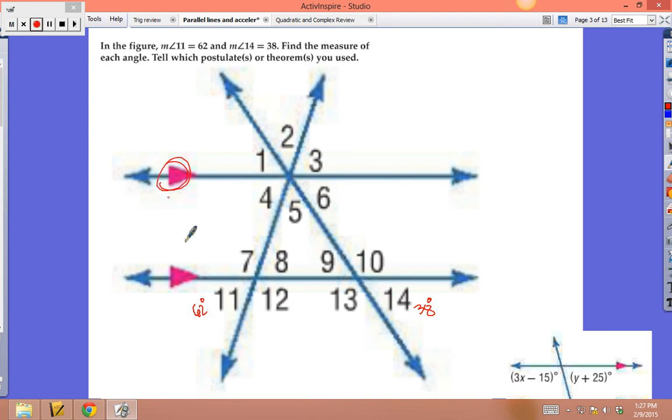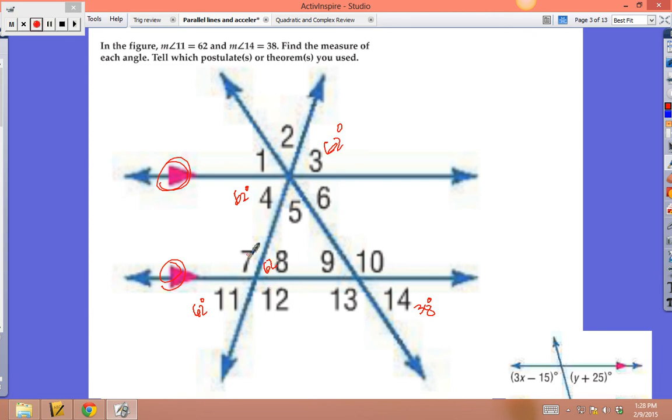Okay, now the big deal is these lines are parallel. So if these lines are parallel, the corresponding angles are congruent. So I could say 4 is 62 degrees because it corresponds with 11. And if 4 is 62, 3 is 62 because those are a vertical pair. 8 is going to be 62. 8 and 11 are a vertical pair.